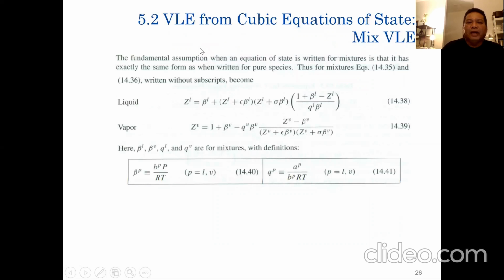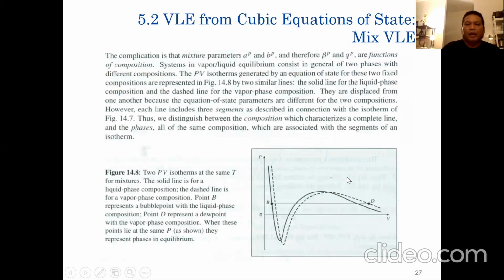For VLE from cubic equations of state, this is for the mixture VLE, vapor liquid equilibrium. For the liquid, this is the equation we can use, and this is for the vapor. And for the mixture, we can use this, where the mixture P is for L and V, so this is for both, because it's a mixture. And then for q, we can use this equation here. As we did earlier, we have two kinds of equations that we can use: one for the liquid and another for the vapor.